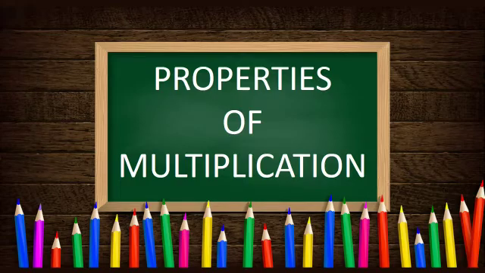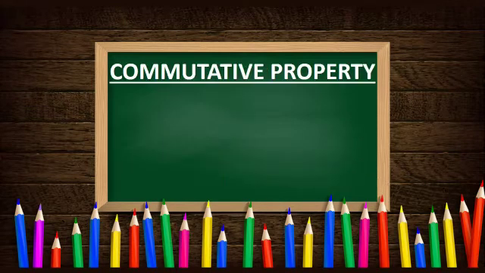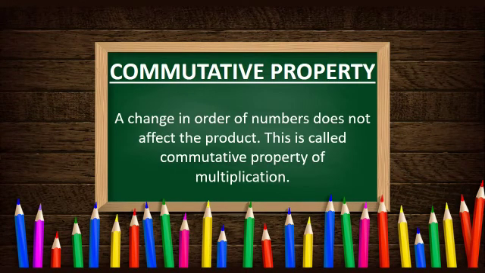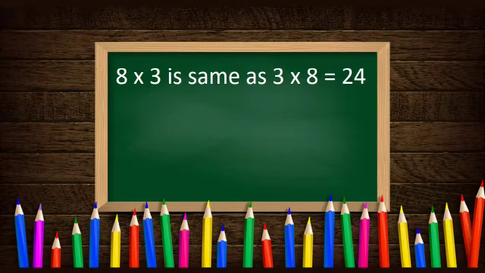Now children, let us study the properties of multiplication. Commutative property. A change in order of numbers does not affect the product. This is called commutative property of multiplication. Let us see the example. 8 times 3 is the same as 3 times 8, that is 24.